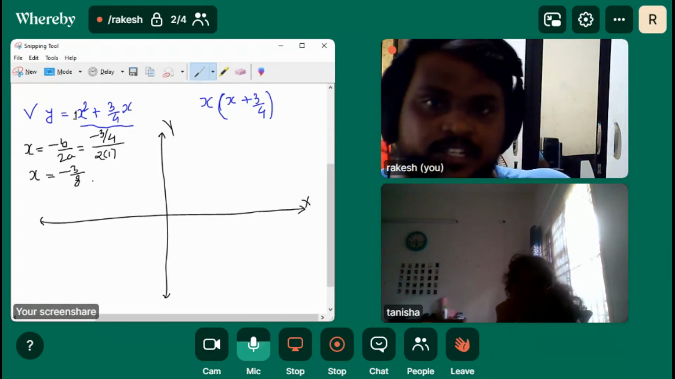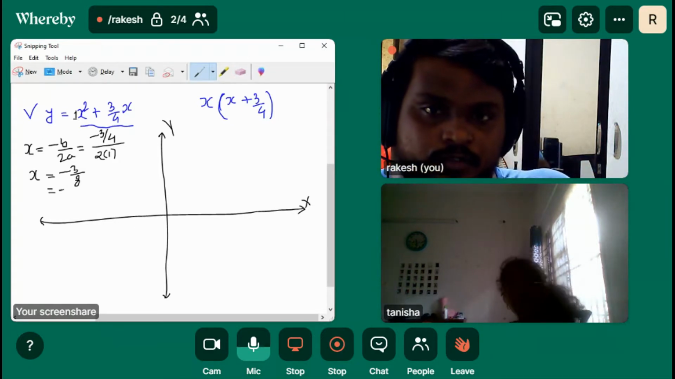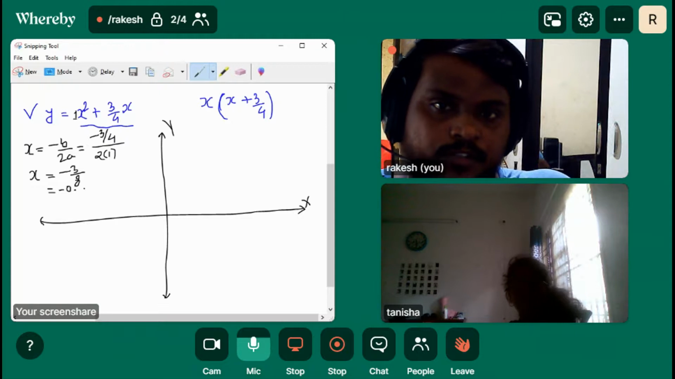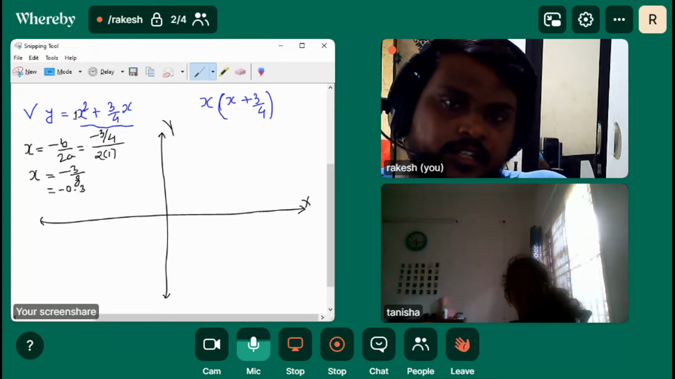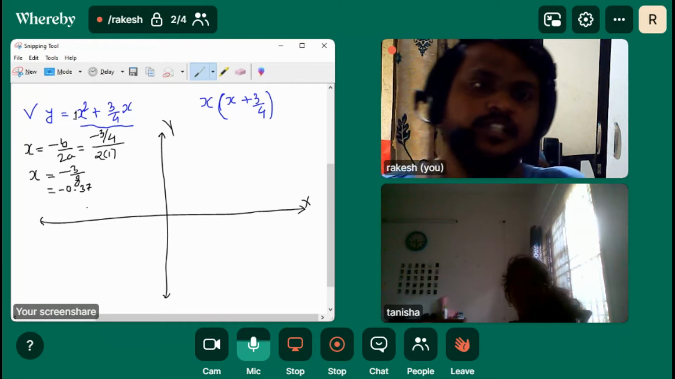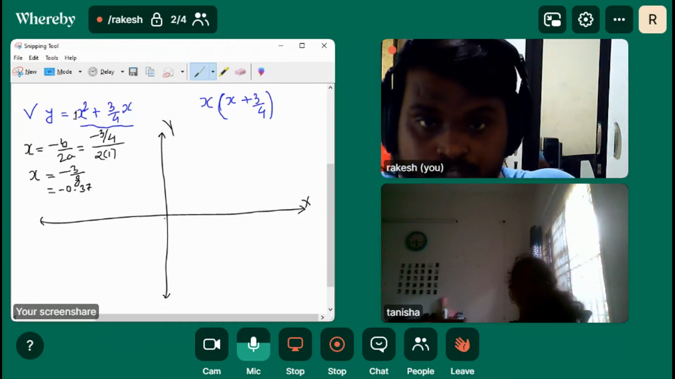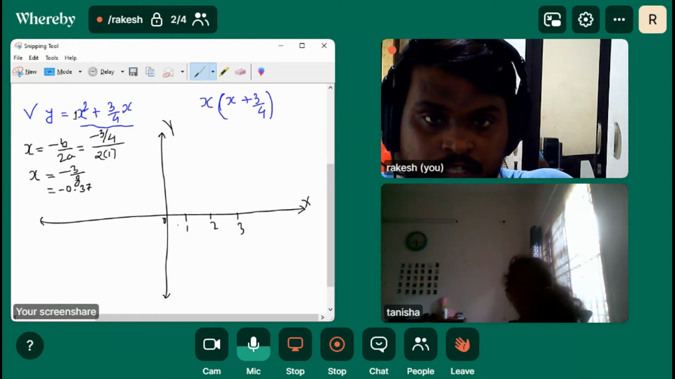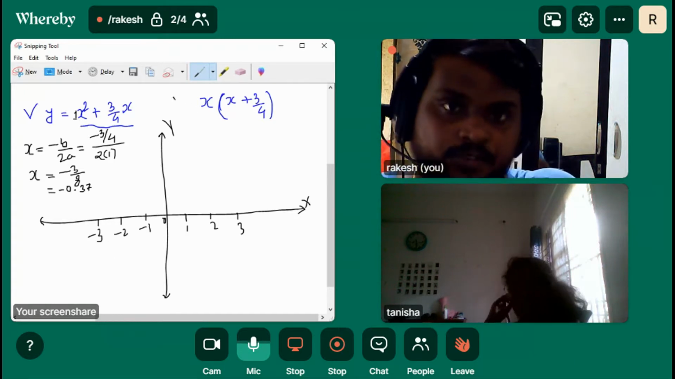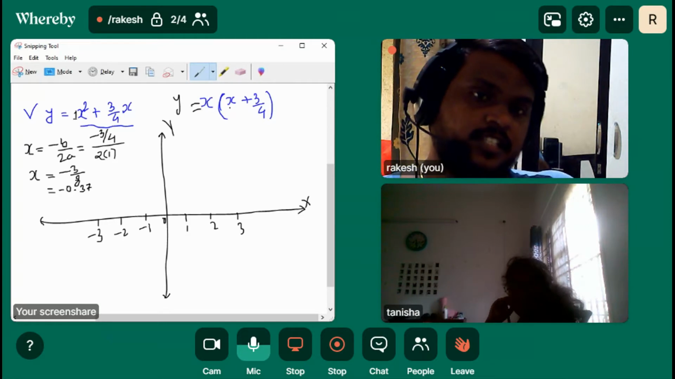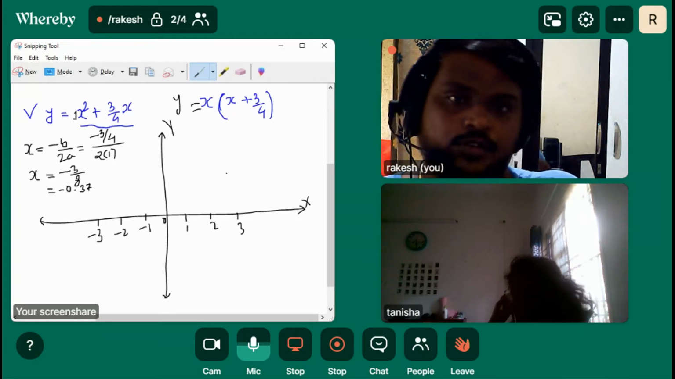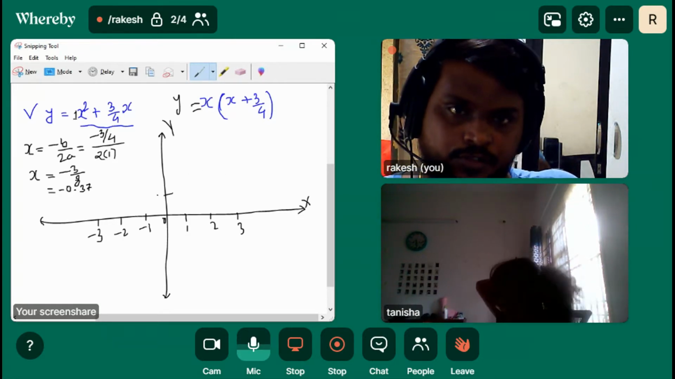Minus 3 by 8 is approximately equal to minus 0.37, right? 8 threes are 24. So somewhere it is minus 0.37. So this is your 0, 1, 2, 3, minus 1, minus 2, minus 3. If we have to draw this graph, y is equal to x into x plus 3 by 4, I understood what your teacher told you.